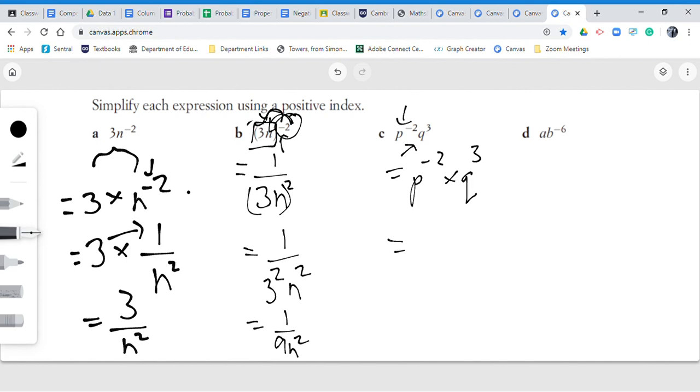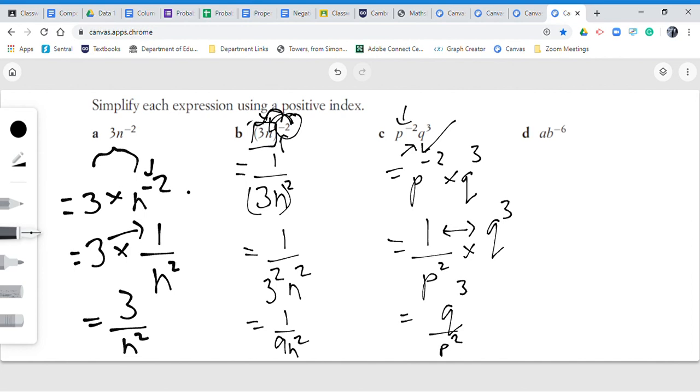I make it 1 over, that deals with the negative. And I go p squared times q to the power of 3. So now I can multiply these. I can go 1 times q to make it q to the power of 3 over p to the power of 2. Grand finale. Notice, no brackets.